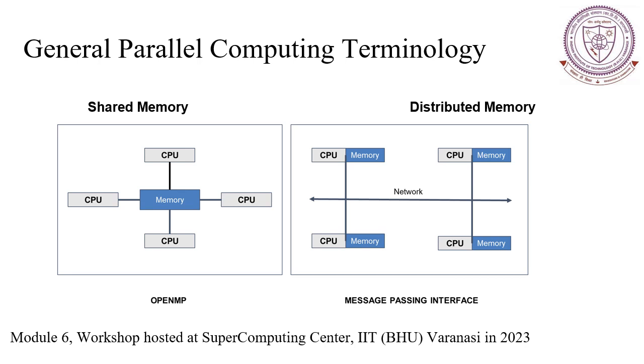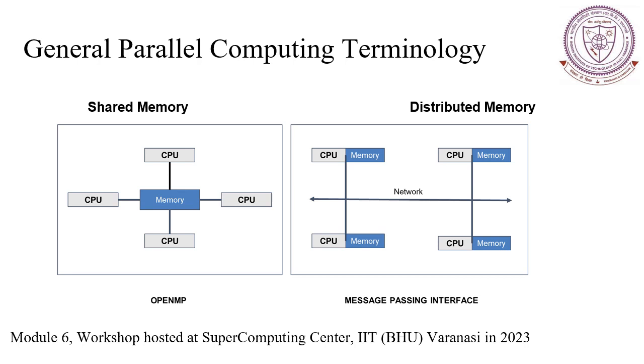On the other hand, distributed memory refers to a memory model where each processing unit or node has its own private memory space that is not directly accessible by other processing units. In this model, processors communicate and exchange data through message passing. Each processor operates independently, executing its own code and managing its own memory. To share data between processors, explicit communication is required. Typically, it is accomplished by sending and receiving messages.